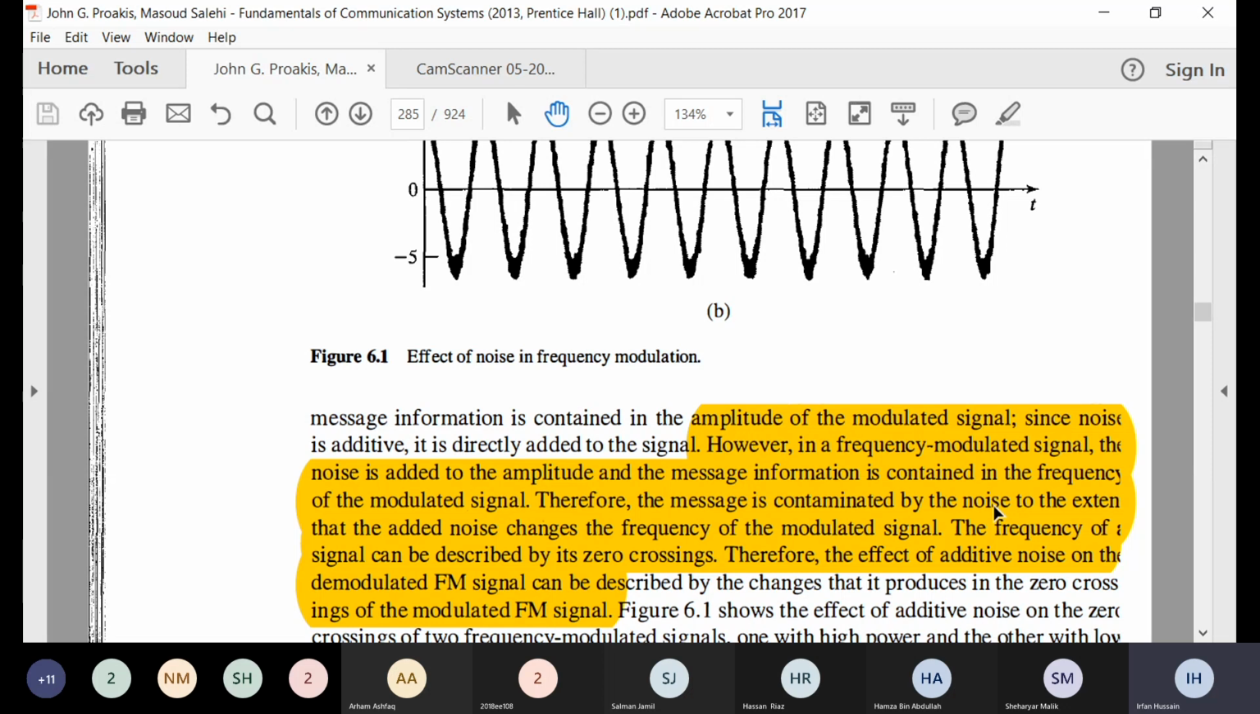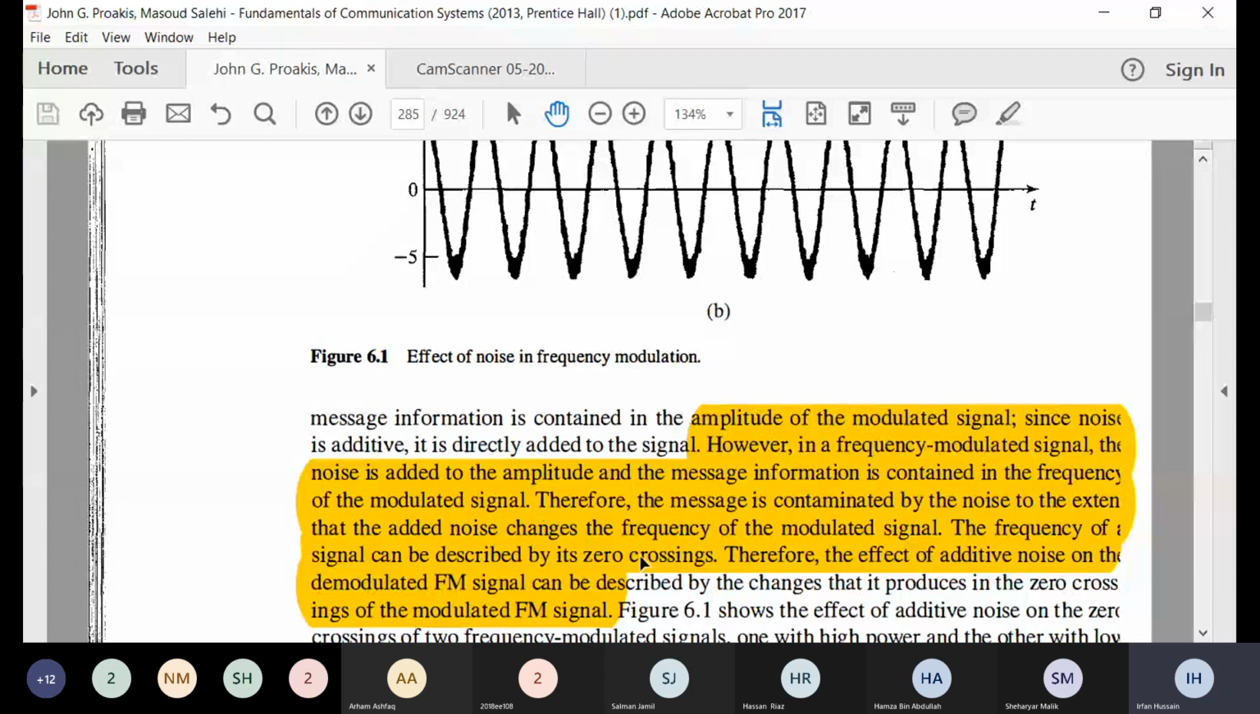Yes, the noise will also affect the amplitude, but we have seen in chapter 4 that those changes can be nullified by using a hard limiter, because the amplitude should not have changed. So you can get rid of all those effects. But the noise that comes inside the phase, because the phase contains the message signal, that will affect the signal. So the added noise changes the frequency of the modulated signal, because the message signal is actually changing the phase or the frequency of the modulated signal.